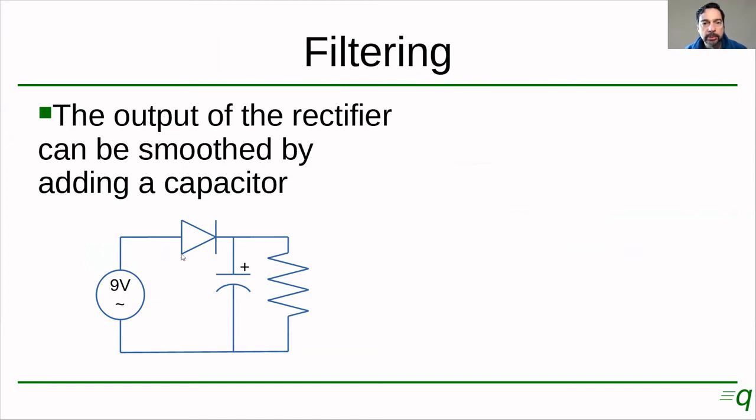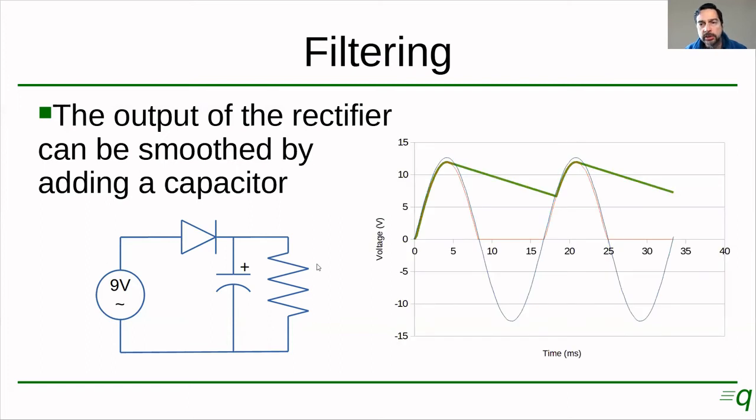So the output of this half-wave rectifier can be smooth if we put a capacitor here. Remember, a capacitor acts like a tiny rechargeable battery, right? So if we were to charge this capacitor during the positive cycle, when the diode conducts, and then when the diode does not conduct, we could discharge this capacitor on the resistor, okay? So this is how it would look.